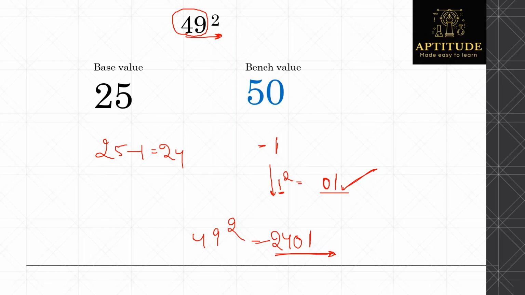The only one thing we should remember: square of a number means if I'm getting a single digit, I should write it in the form of 2 digits. So only 3 squares I'll get as a single digit: 1 square, 2 square and 3 square. So I should write them as 01, 04 and 09 anywhere.